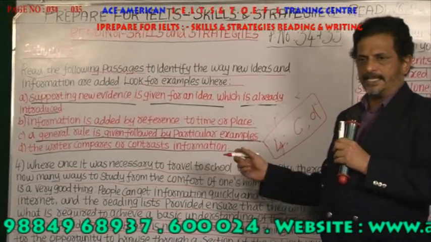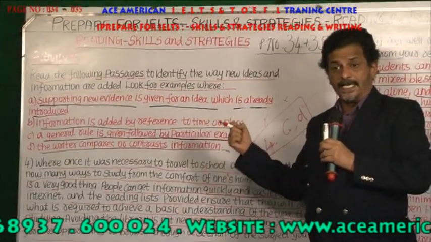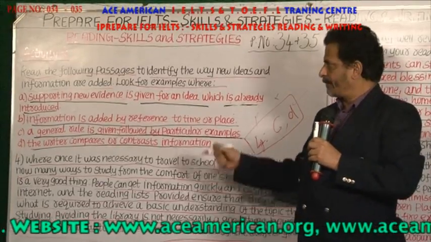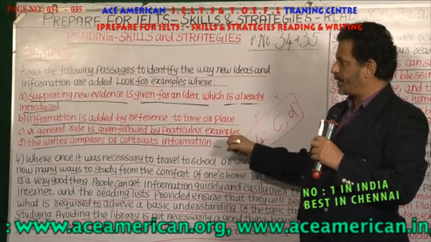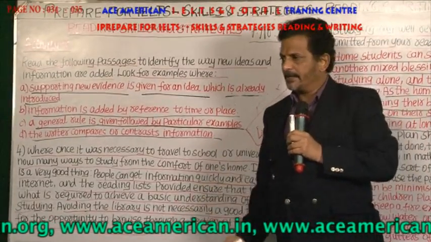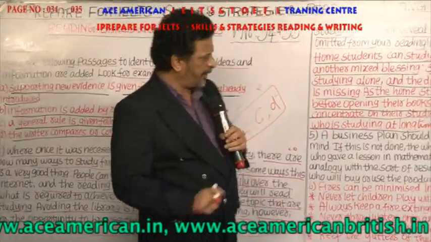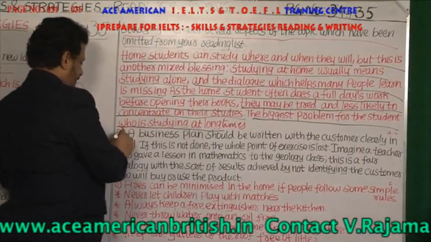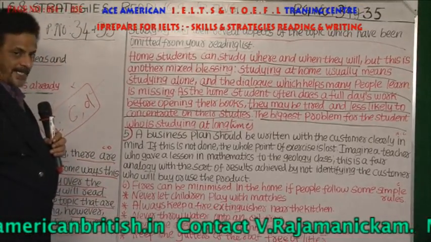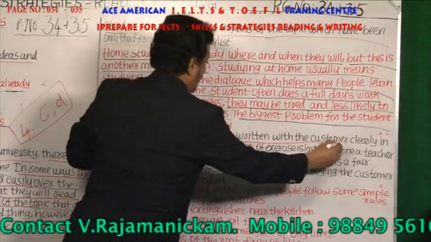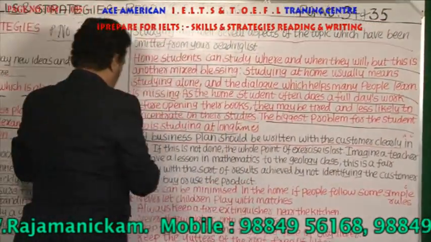So these are the types of information which you see in the essay. Out of the four types of information, C and D, these two types of information are there in this essay. Now coming here, a business plan, the fifth essay. This is the fifth essay, one of the new essays: a business plan should be written with the customer clearly in mind. Right, sir?